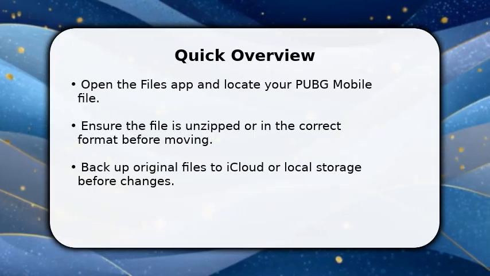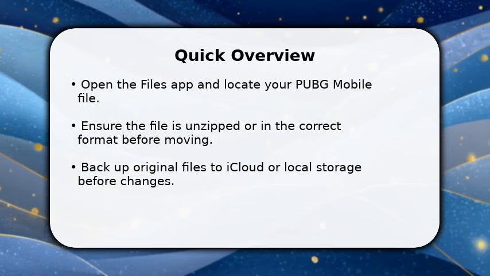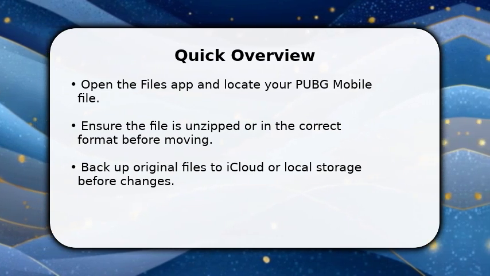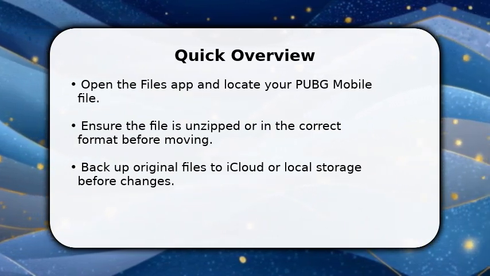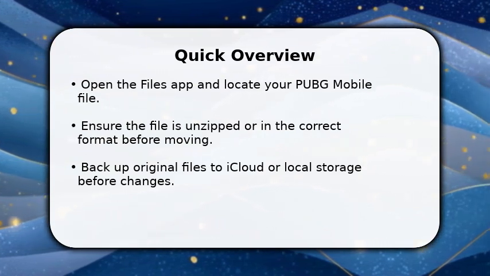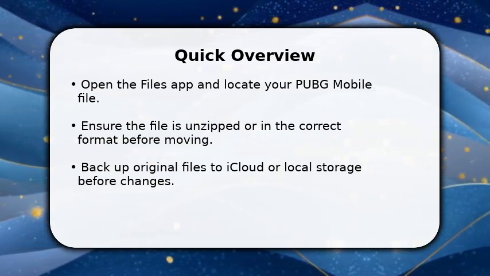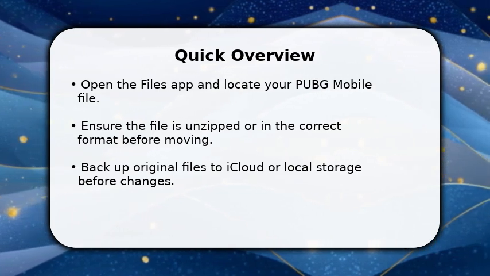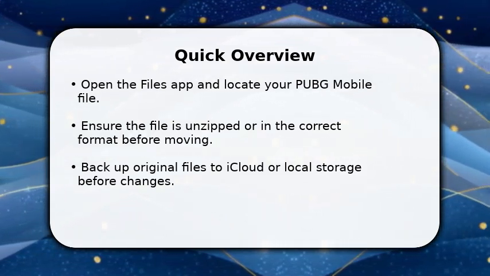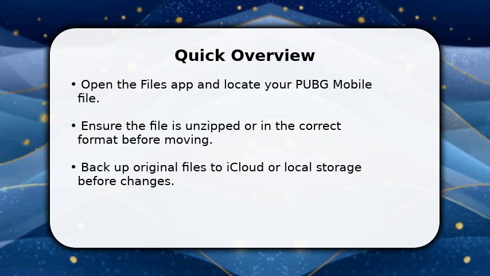In this video, I will explain how to use File in PubG Mobile on iPhone. Open Files, find the downloaded file, and prepare to move it into the PubG Mobile Documents folder. Make sure file names match the game's expected format and that you have enough storage. Grant any required permissions in Settings so the app can access files. Finally, restart PubG Mobile so the game detects the new file.